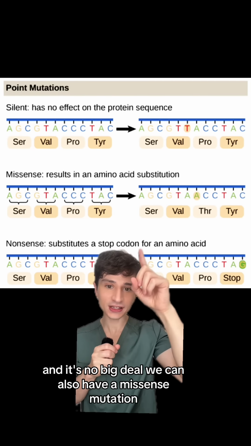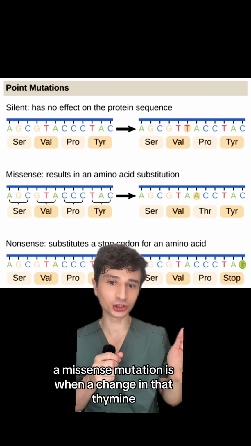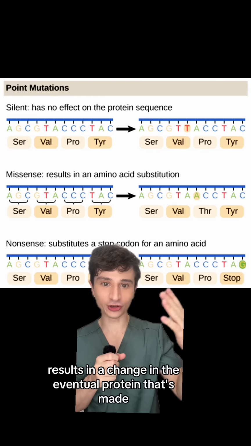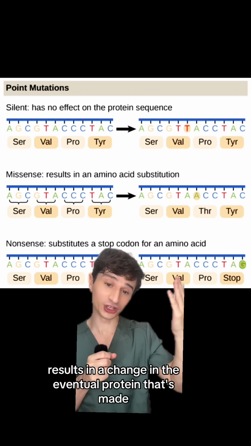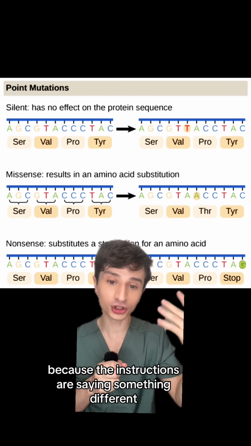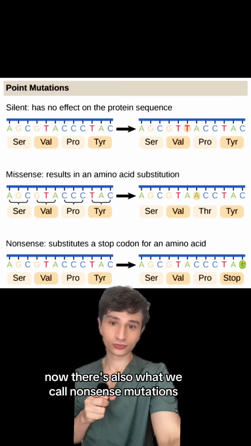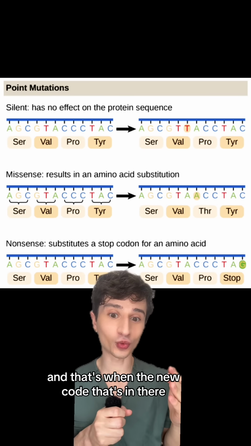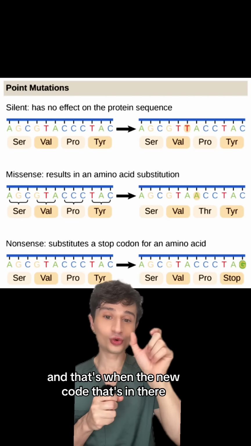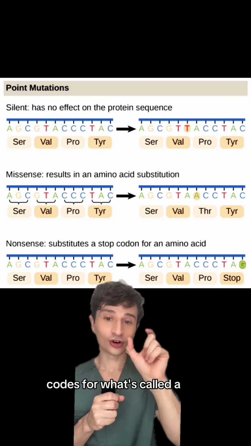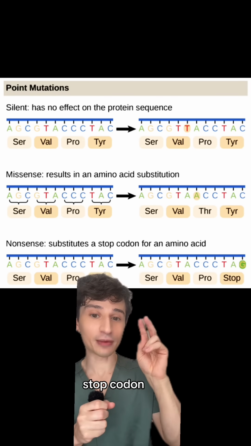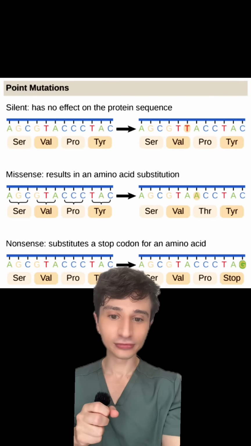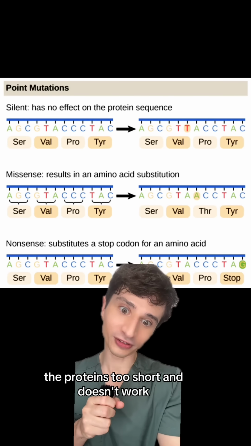We can also have a missense mutation. A missense mutation is when a change in that thymine results in a change in the eventual protein that's made because the instructions are saying something different now. There's also what we call nonsense mutations, and that's when the new code codes for what's called a stop codon, meaning it says just stop making this protein. And so the protein's too short and doesn't work.